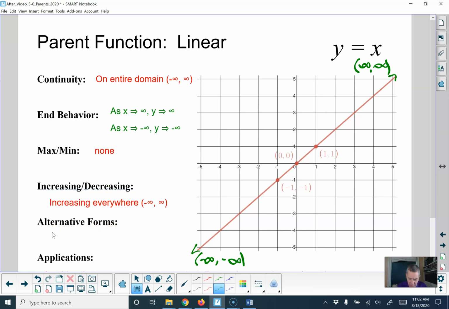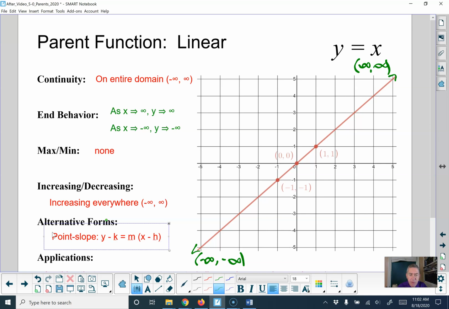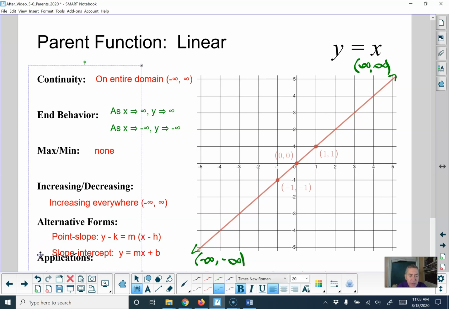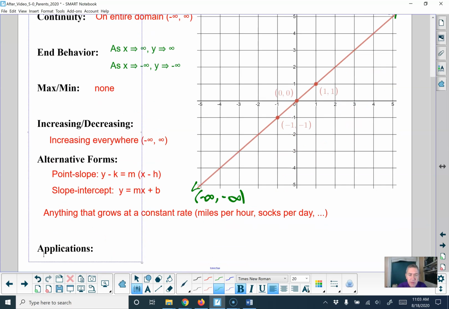If you're looking at alternate forms here, we know a couple things. We know point slope form, which is y minus k equals m times x minus h, or you might know it as y minus y1 equals m times x minus x1. You know slope-intercept form, which is y equals mx plus b, which is taking this graph and transforming it a little bit.